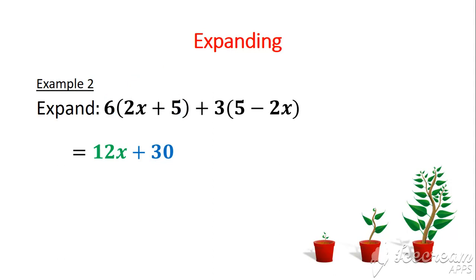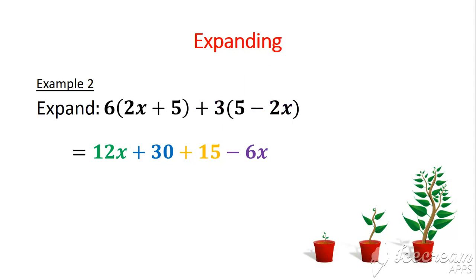Now, let's move into the second bracket. We're going to treat this as a positive 3 times 5. Positive 3 times 5 makes positive 15. So we're going to write down plus 15. And finally, we're going to go positive 3 times 2x, but we're going to treat it as a negative 2x. So a positive number times a negative number makes a negative number. So positive 3 times negative 2x makes negative 6x.